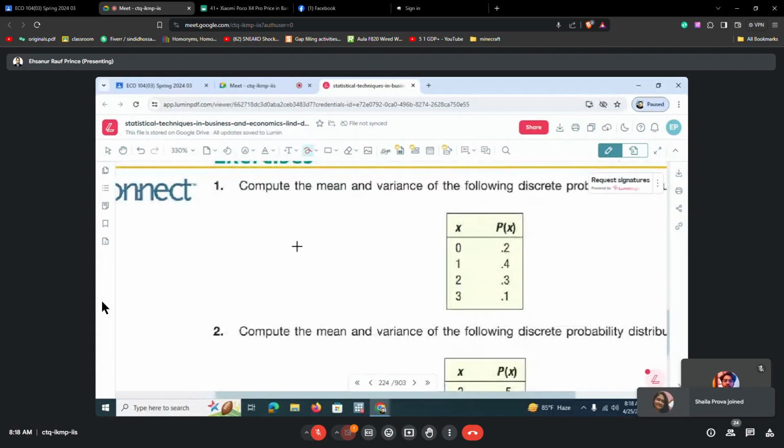And one good thing is the answers of the odd number problems are available in the back of the book.